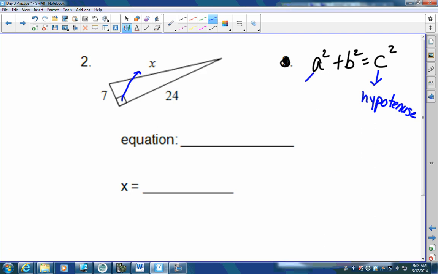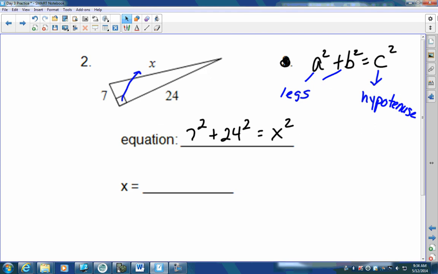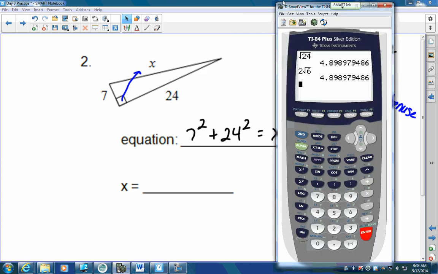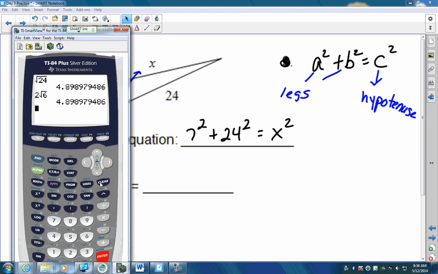The A and the B are just called legs, and it doesn't matter which one you use for A and which one you use for B. So, for example, on number 2, they have an X, and the X is across from the 90-degree angle, which is the hypotenuse. So for my equation, I'm going to have 7 squared plus 24 squared equals x squared. So now, to find out what x is, I'm going to go in my calculator. Let me clear it out. I'm going to put in there 7 squared plus 24 squared and press enter.